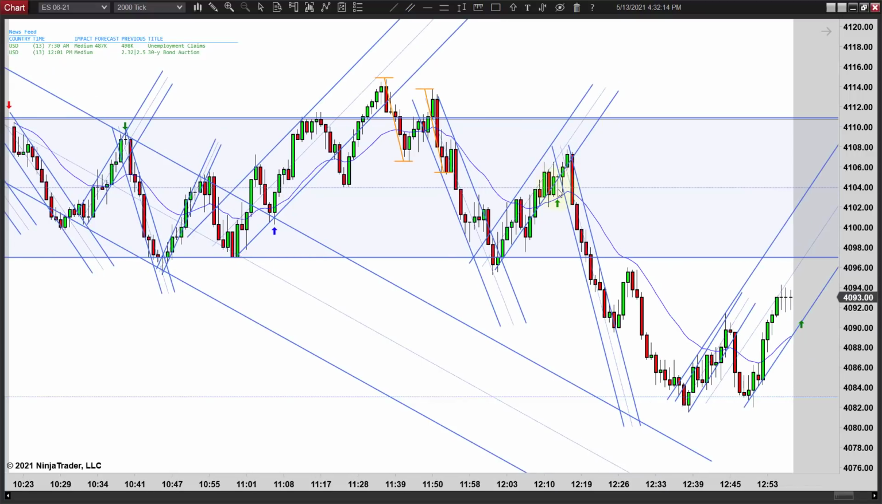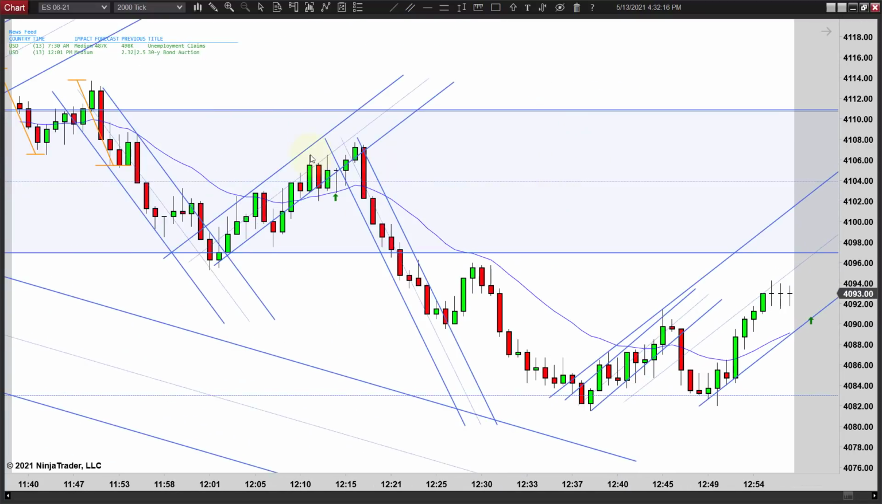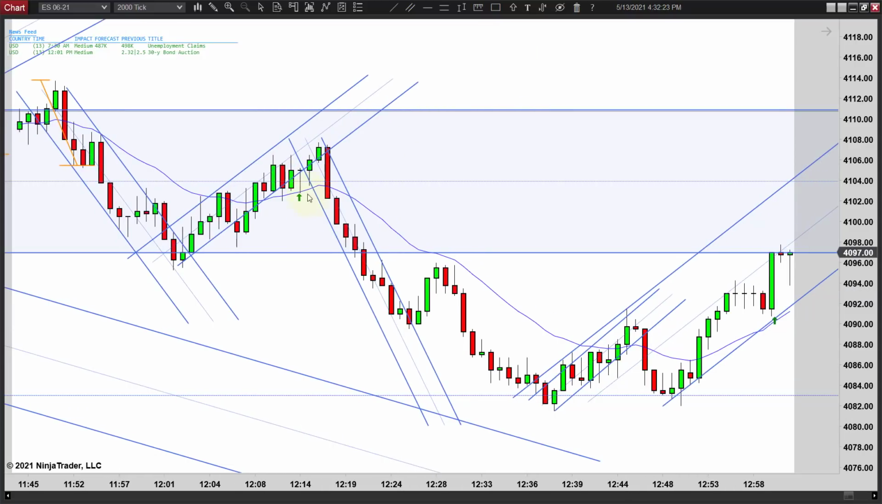So with that second entry long, notice the high, first entry, second entry. The reason it fails is because it's congestion. So you've got to be real careful there. And of course, boom, it rockets down, and you get another leg down here.